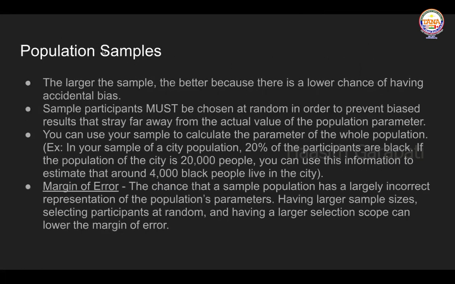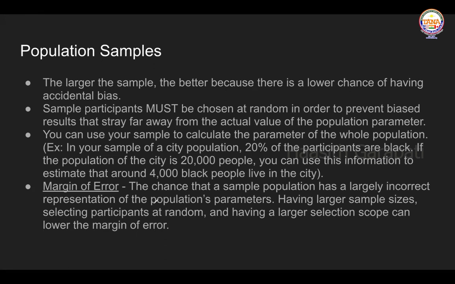Okay, let's talk about population samples. In order to have a good sample, you need to do a number of things. First off, the bigger the sample is, the better, because that means there is a lower chance of accidental bias. That is a complicated topic to explain that we don't have time for. All you need to know is that bigger is better. Also, sample participants must be chosen at random to prevent biased results. You can use your sample to calculate the parameter of the whole population.